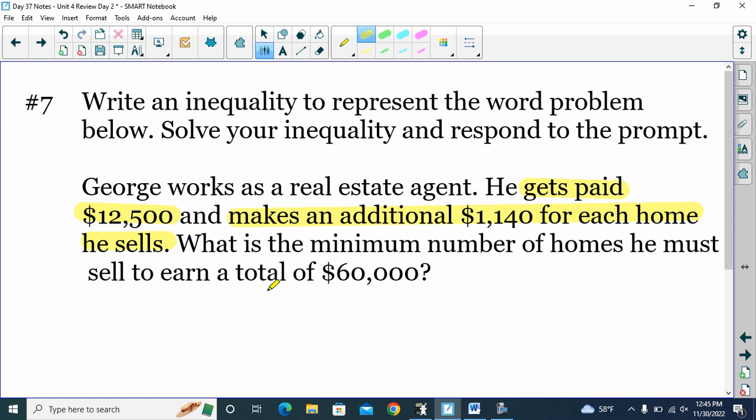He makes extra money every time he sells a house. He makes $1,140 for every home he sells. The question wants to know, what is the minimum number of homes he must sell to earn a total of $60,000? It says a total of, I think it might be better worded if it said at least, because he's okay if he earns more than that.